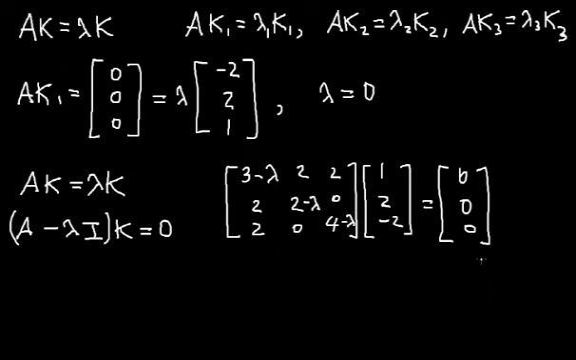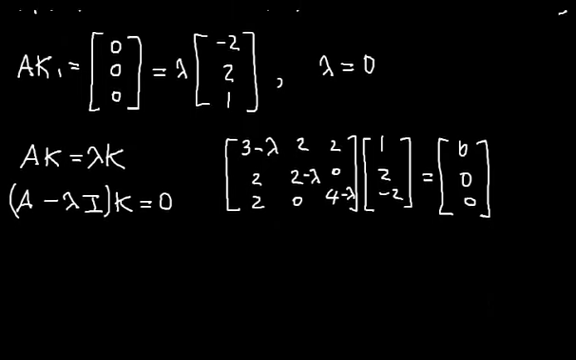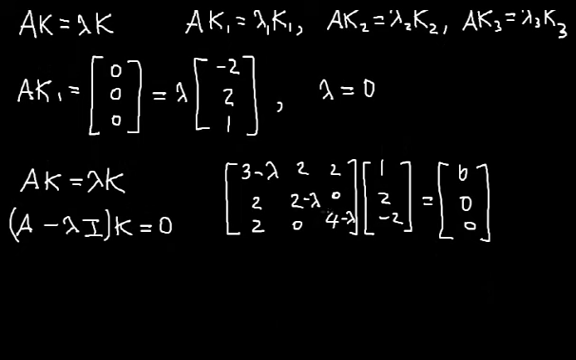So the question is whether such a lambda can be found so that this product is the 0 vector. And to answer that question, this is just another way of answering a question like this, where in the previous case we used the more standard way of just applying the definitions. So we multiply this out, and we get 3 minus lambda times 1 plus 4, 2 times 2 is 4, then minus 4.